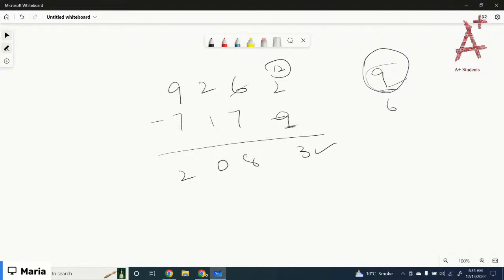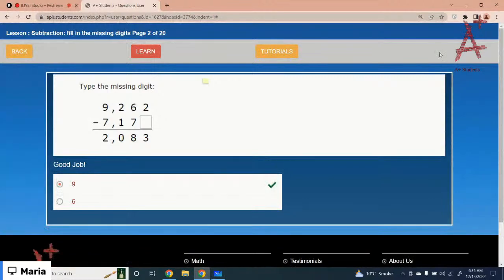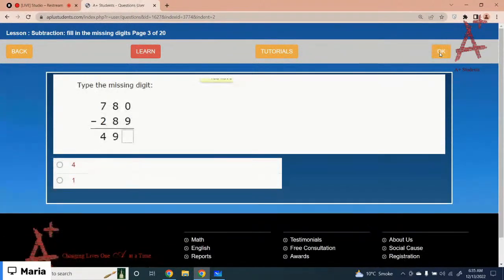Here you have 2. This number is missing. You have to find it. Just start with the first option. You cannot subtract 9 out of 5, that means you borrow 1. So it would be 12 subtract 9. Yes, 12 subtract 9 is 3. That means the missing digit is 9. Got it? So select the correct option, then click on the OK button. Got it? Okay, type the missing digit. You have to do 780 subtract 289.